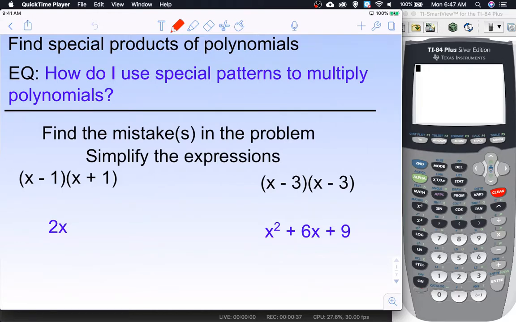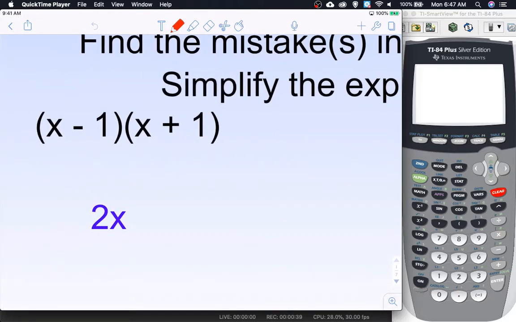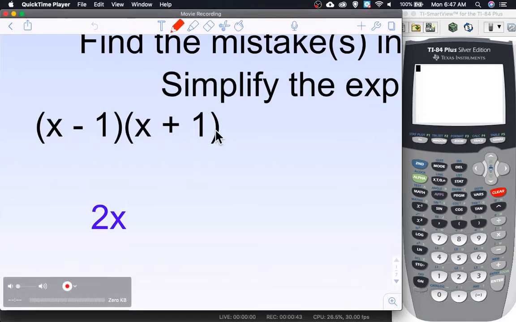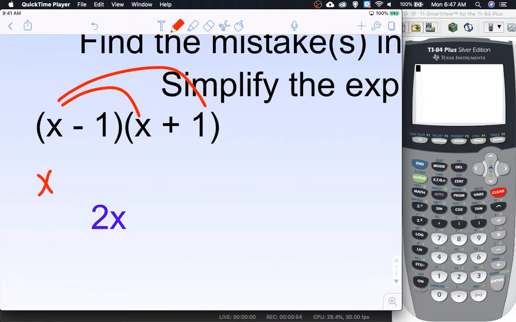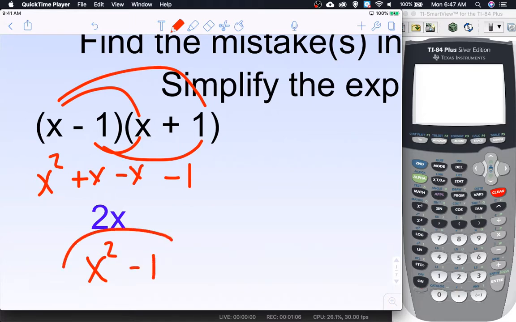All right, so this one, it looks like they tried to add when they should have multiplied. Like if you take x plus x, you get 2x, and -1 plus 1 would be 0, but that's not right. This is a multiplication, so you should get x squared plus x minus x minus 1. And then when you simplify that all, you get x squared minus 1.